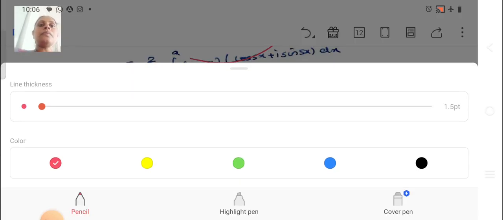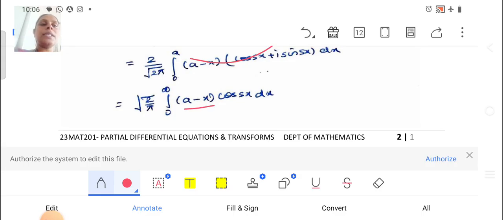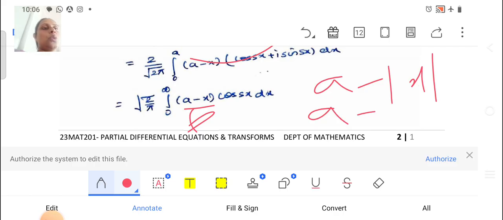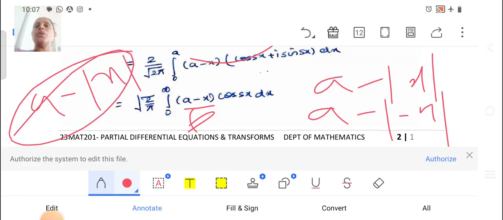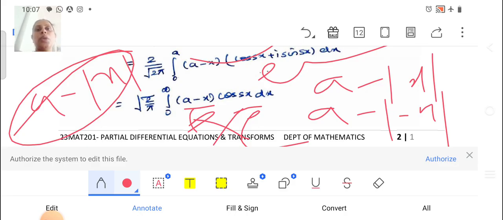Here see, a minus mod x is an even function, so for the modulus value we have to replace x by minus x. So modulus is nothing but the negative value is changed into positive value, so a minus mod x, this is the given function, so it is an even function. The cos sx is also an even function, so even into even is an even function. So for an even function, using the property, we change minus infinity to infinity into 2 times 0 to infinity.